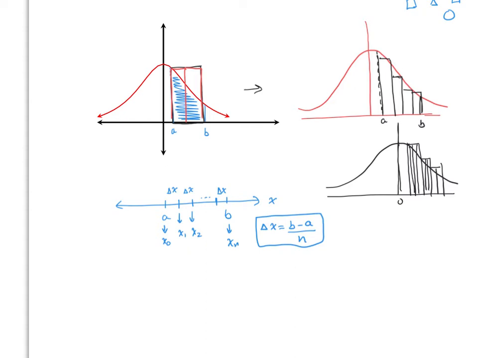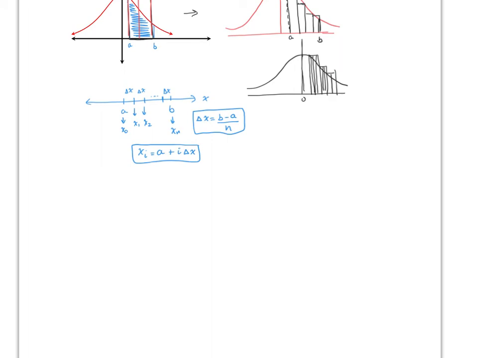And then notice that the distance between here is always delta x. So that means that xi is going to be equal to A, which is the initial point, plus i times delta x. Okay. For example, x2 will be equal to whatever A is plus 2 deltas and so forth. Okay, so this is also going to be important.